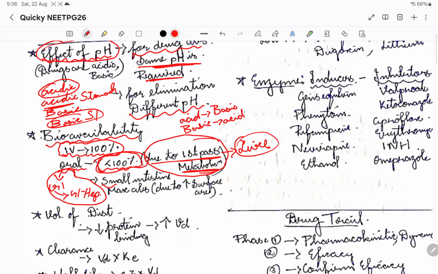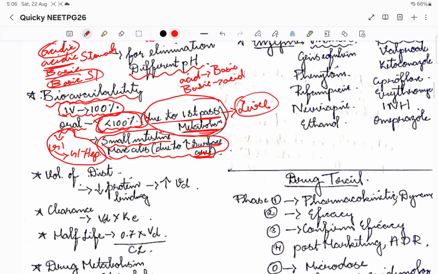The small intestine is where the maximum absorption of the drug takes place. Remember this, the small intestine. Why is it so? Because there is increased surface area, right? When there is increased surface area, more of the drug can be absorbed. That is why the small intestine has maximum absorption.